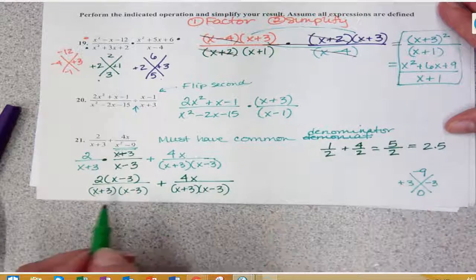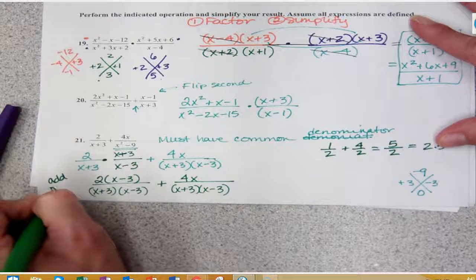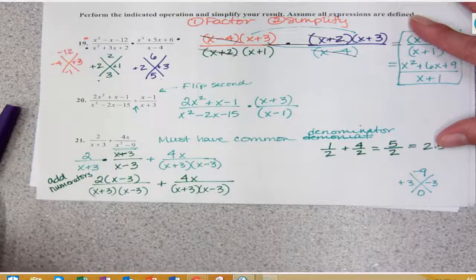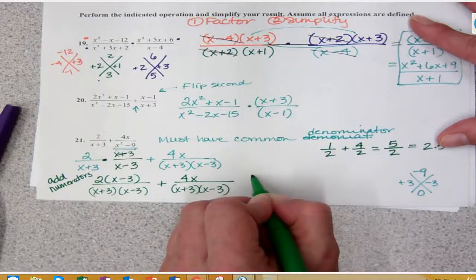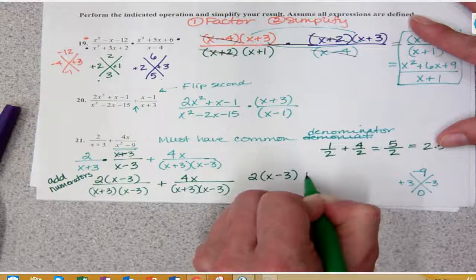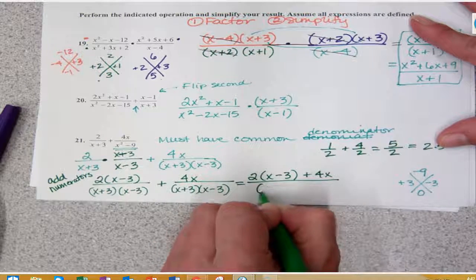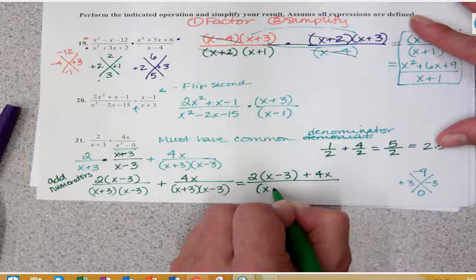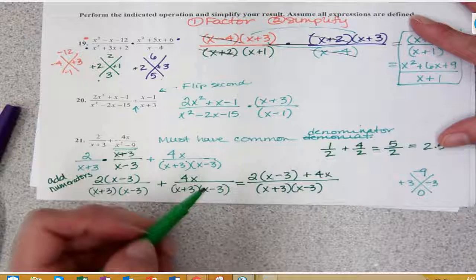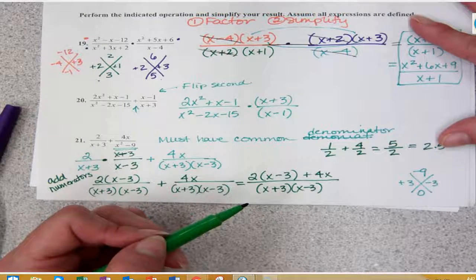But when you have the same denominator, then all you do is add your numerators, or subtract, depending. Here it's saying adding. So you're going to have 2x minus 3 plus 4x all over x plus 3, x minus 3. Now let me warn you, if you cancel these out, it will be wrong. Do not cancel those out.